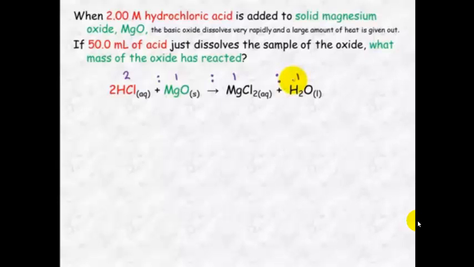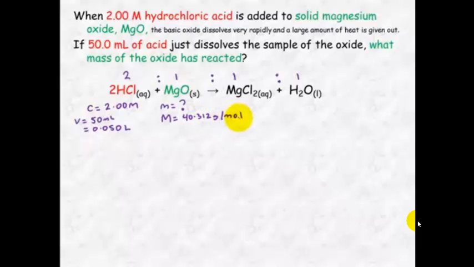Let's look at the information given to us in the question now. I've got 2.0 molar hydrochloric acid, so C equals 2.0. That is added to solid magnesium oxide. 50 ml of acid, so V equals 50 ml, which equals 0.050 litres. Remember, volume has to be in litres. And it's asking us to find what mass of the oxide has reacted. So I'm going to write M equals question mark, just to remind me what I'm looking for. Because I'm looking for M, I always know big M, so write that down now too. Big M equals 40.312 grams per mole. Going back to the hydrochloric acid here, we can use C and V to work out the moles.